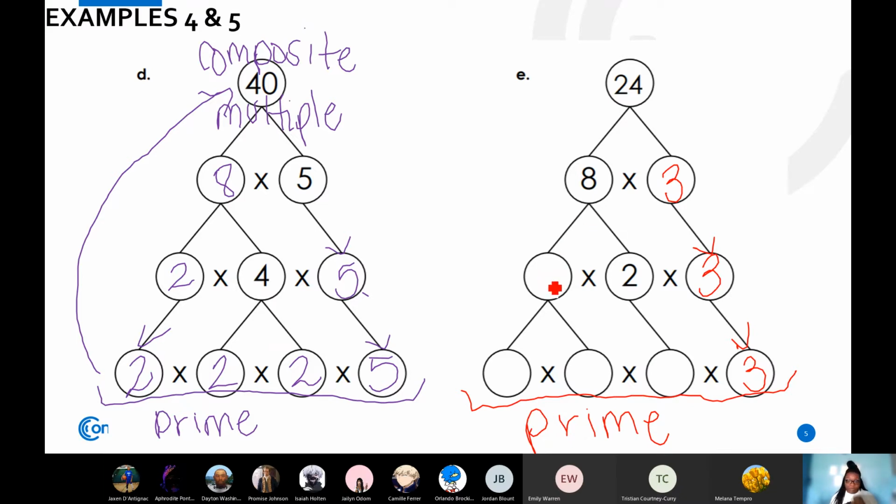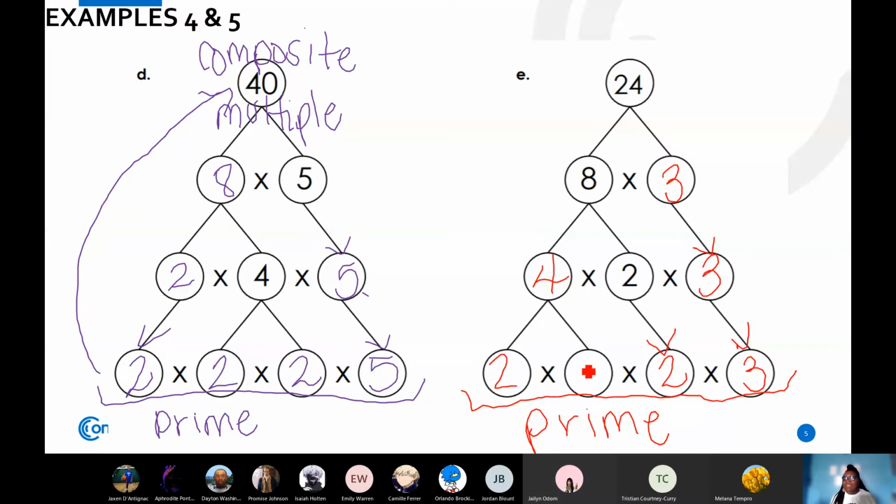So 4 times 2 will equal 8. I'm going to drag my 2 down because that's a prime number. And then what 2 numbers multiply together to equal 4? 2 times 2.